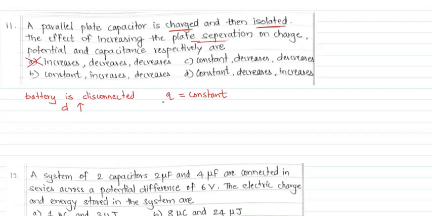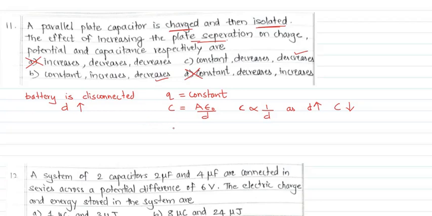Now if I take capacity, C is equal to A epsilon naught by D. So here C is inversely proportional to D. Therefore, as D increases, C decreases. So we check in which options capacitance decreases. In B it is decreasing, in C it is decreasing, in D it has given increases, so D is not the answer. Now either B or C.